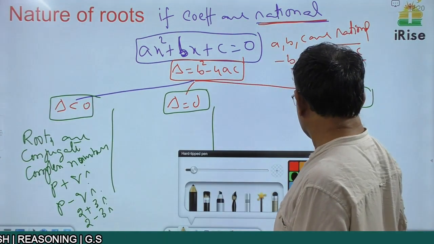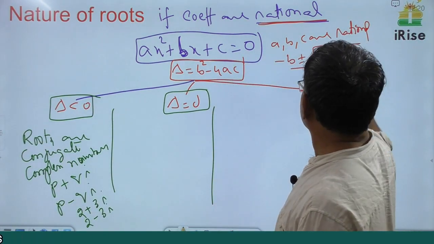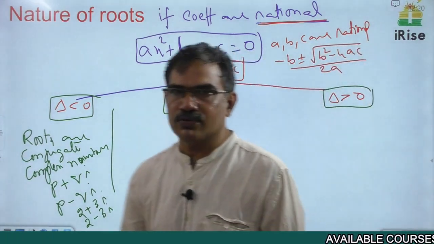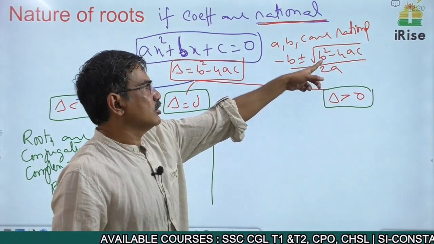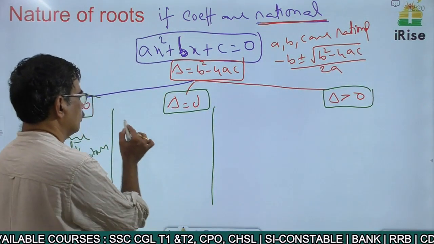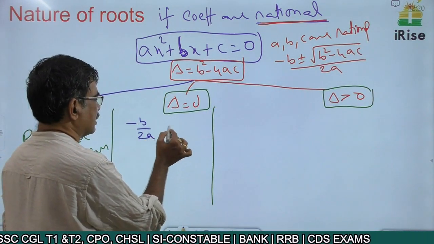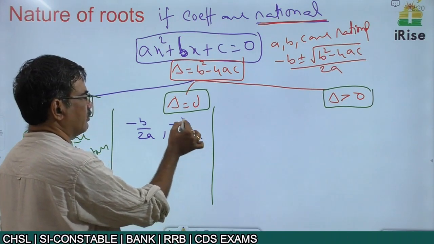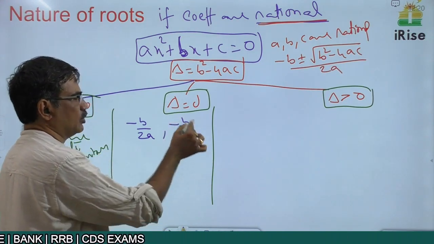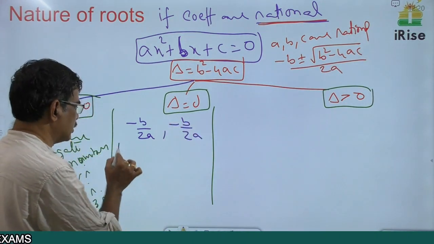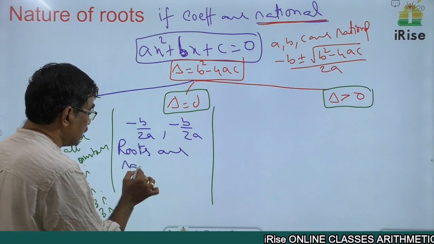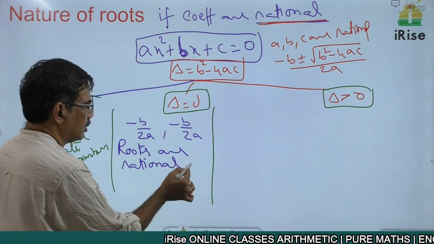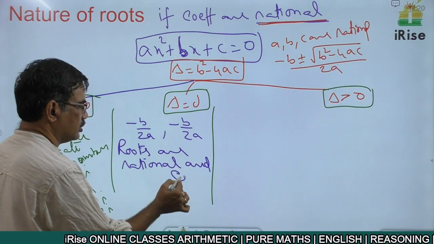If delta is equal to 0, what happens? If delta is equal to 0, b square minus 4ac is 0, root of 0 is 0. Rational plus or minus 0 by rational. One root is minus b by 2a, second root is also minus b by 2a, where b and a are rational, b by 2a is also rational. So we say that roots are rational and equal.